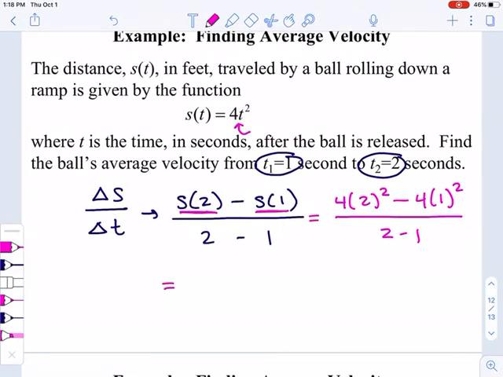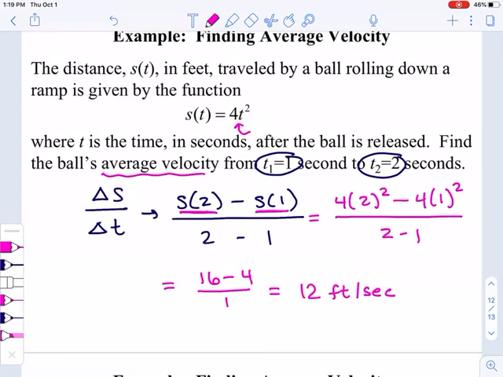So if we simplify some of this down, 2 to the second power is 4. 4 times 4 is going to give us a 16. Take away, 1 to the second power is 1. 1 times 4 gives us 4. And then we're going to divide by, well, at this point, 2 minus 1 just gives us 1, right? So 16 minus 4, that's going to end up giving us 12. Well, what does that mean? We're going to end up with 12 feet per second.